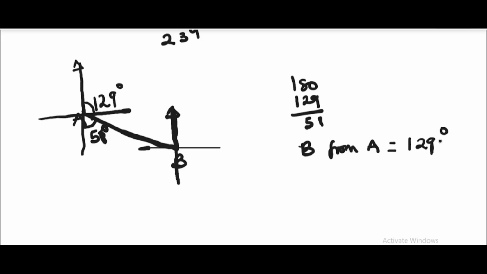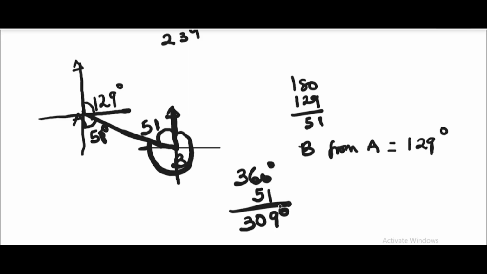So in the fourth quadrant, what do we do to find bearing? In the fourth quadrant, we remove theta from 360. Doing that, I have 309. Therefore, the bearing of A from B is 309 degrees.